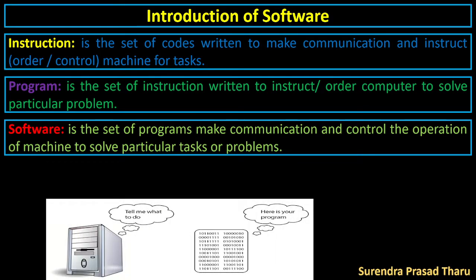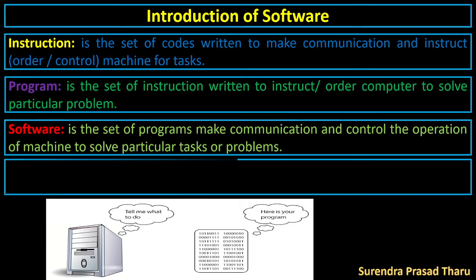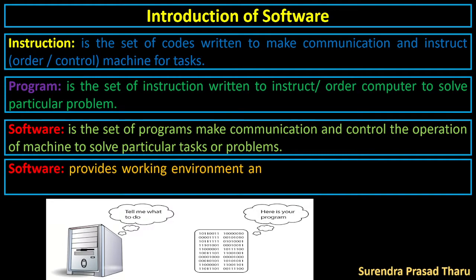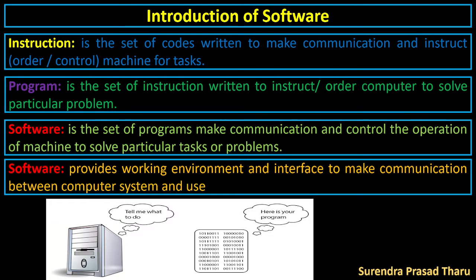So generally any hardware requires some command, some order, some instructions on what to do, and what we give to instruct that particular computer is also known as a program. So we can say instructions given to the computer in the complete form, in the complete package, that is the software. So software provides the working environment or the interface for the communications between different hardware, different computer resources.